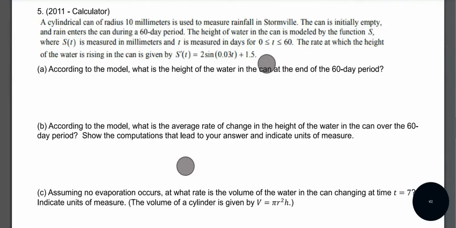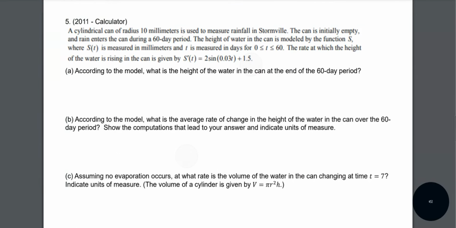All right, now here we've got a calculator question, and so we've got Stormville and a cylindrical can of radius 10 millimeters. It's initially empty, and rain enters the can during a 60-day period. The height of the water in the can is S, S of t is measured in millimeters, and t is measured in days. The rate is going to be S prime of t equals this. So that's what I really am interested in plugging into Desmos.